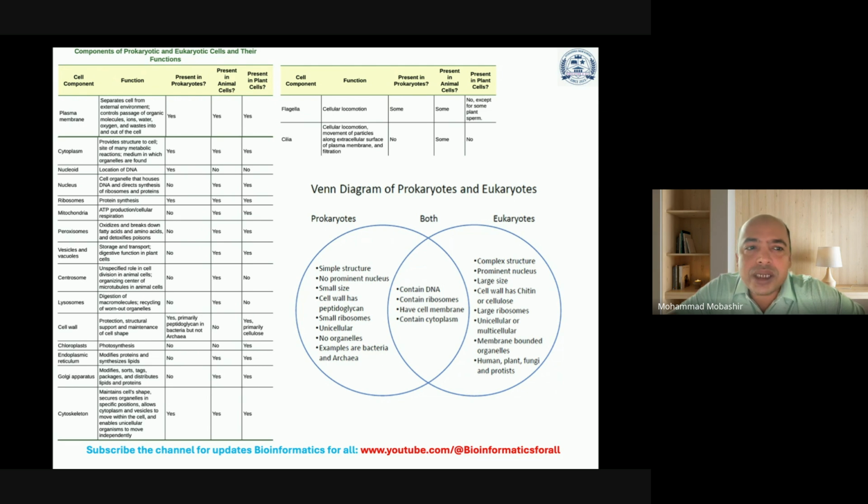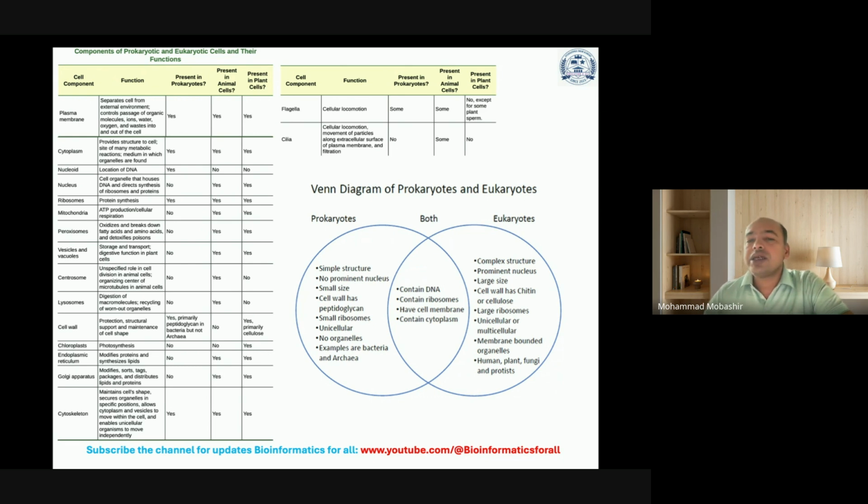Mitochondria, what is their function? Peroxisomes, their functions. Cell wall function, Golgi apparatus function. So this is a summarized view of all these cell components, which you need to know, whether you are in class 10 or 11 or 12. So you need to know the components of prokaryotic and eukaryotic cells and their respective functions.